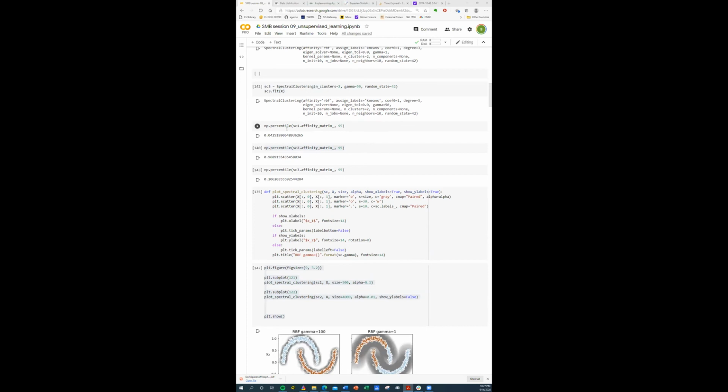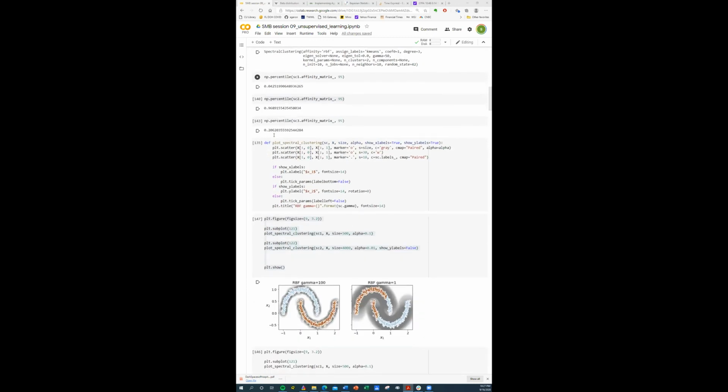So when you calculate the percentile of the affinity matrix at, I believe, the 95th percentile, SC1 was a gamma of 100, it's 4.25%. For SC2 with a gamma of 1, it's 97%. And for SC3 with a gamma of 50, it's 21%.